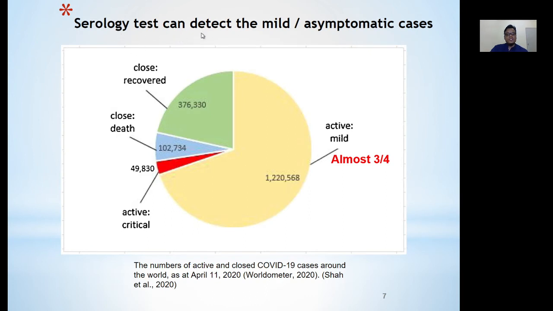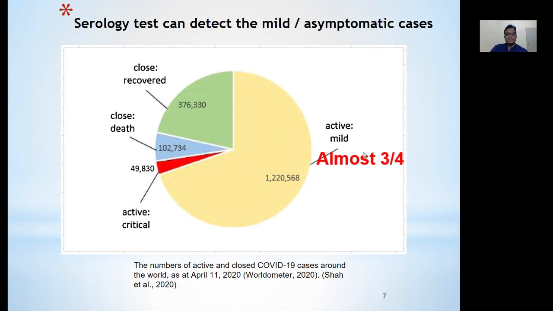And serology tests can detect the mild or asymptomatic cases, because close to 3/4 of people infected with COVID-19 do not produce symptom, or they just have a very mild symptom. Mild means a very general, light fever. So they are so general, we wouldn't expect them to have COVID-19, because they didn't show any specific symptom, just a very mild fever or mild flu. But we can screen them by doing serology tests.